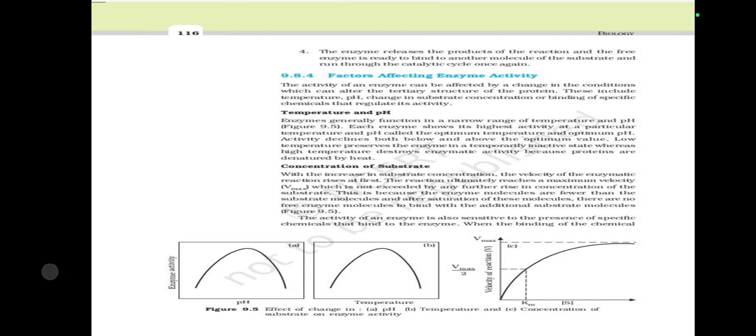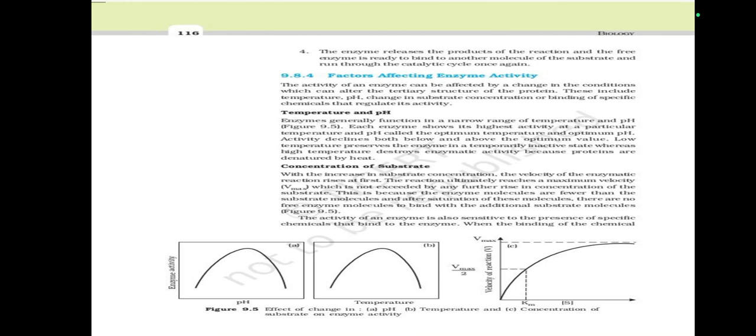Factors affecting enzyme activity. The activity of an enzyme can be affected by a change in the conditions which can alter the tertiary structure of the protein. These include temperature, pH, change in substrate concentration, or binding of specific chemicals that regulate its activity. Temperature and pH: enzymes generally function in a narrow range of temperature and pH.